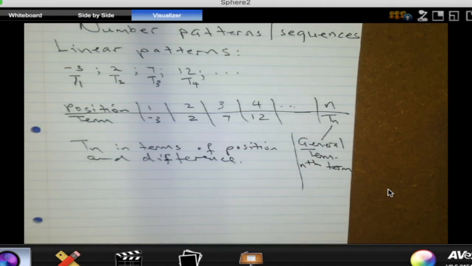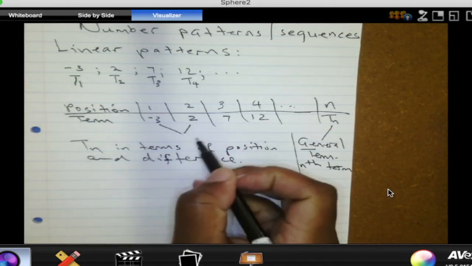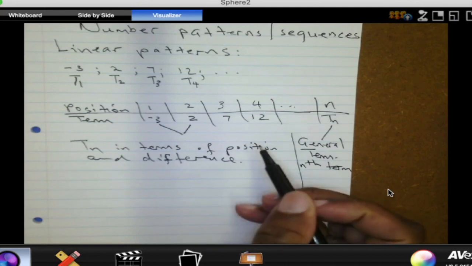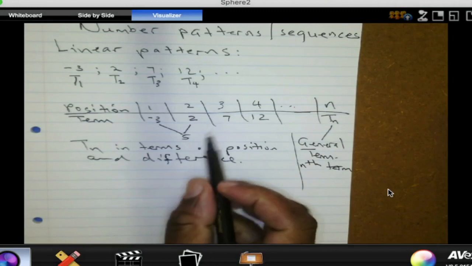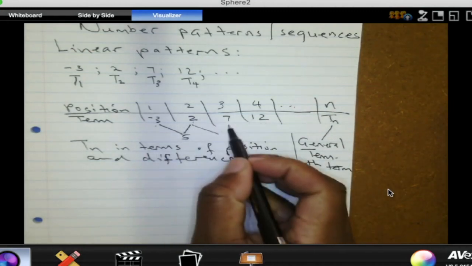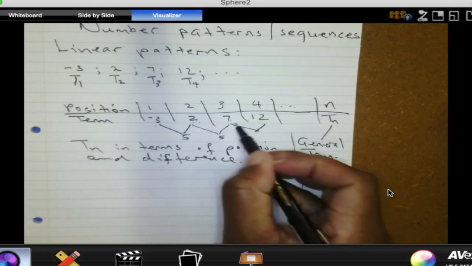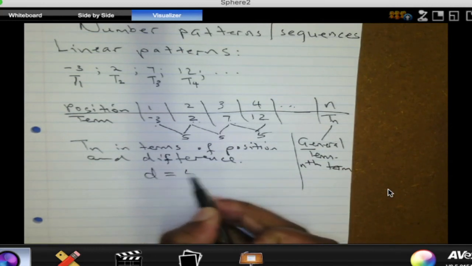So let's talk about the constant difference. These two numbers here, negative 3 and 2, what is the difference between them? It's a 5. So we keep on adding a 5, so the difference will be a 5. And you will notice to get 5, you say 2 subtract negative 3. Same here, 7 subtract 2 will give you 5. Same there, 12 subtract 7 will give you 5. So in our case, the difference is equal to 5.